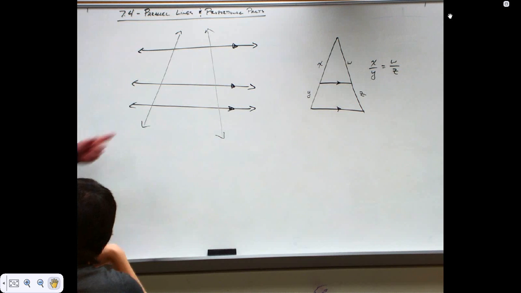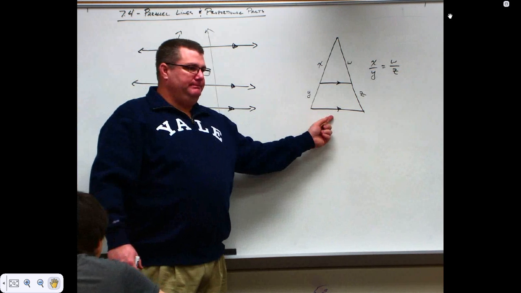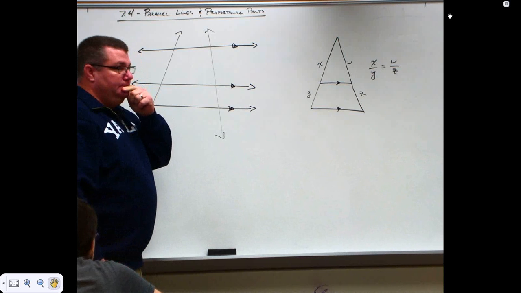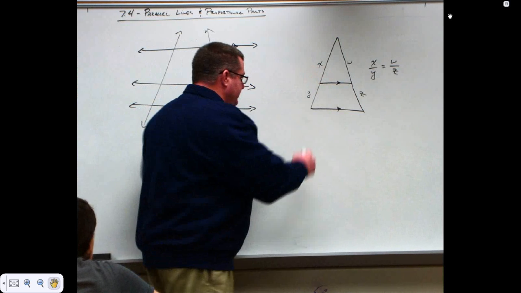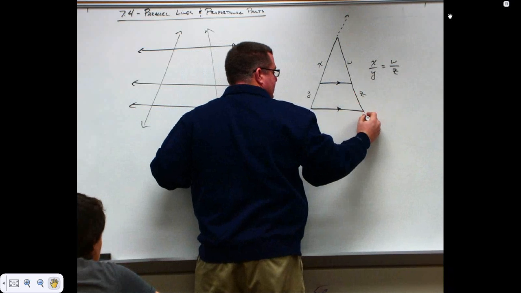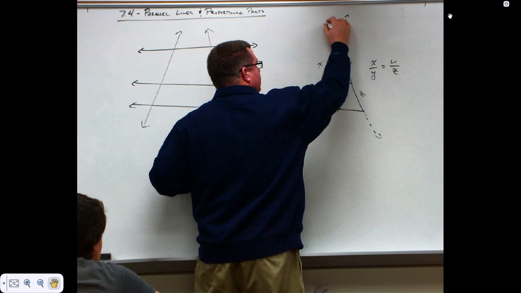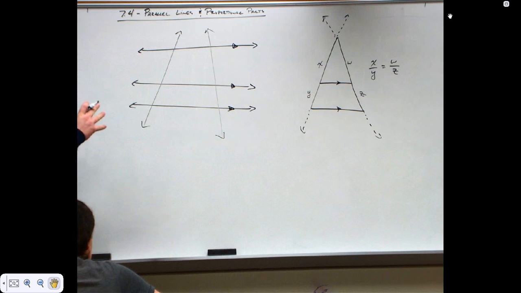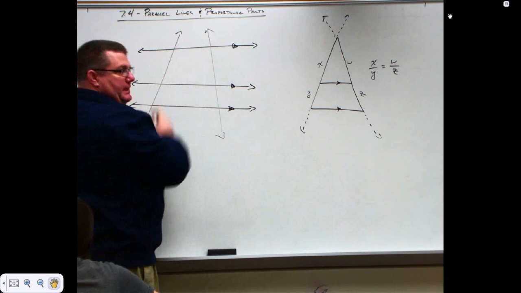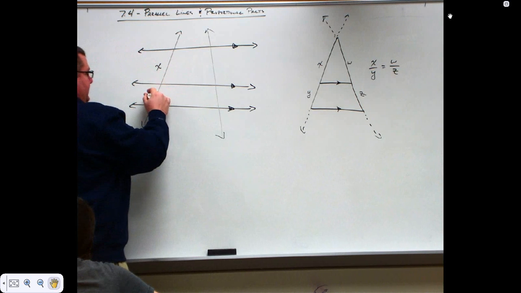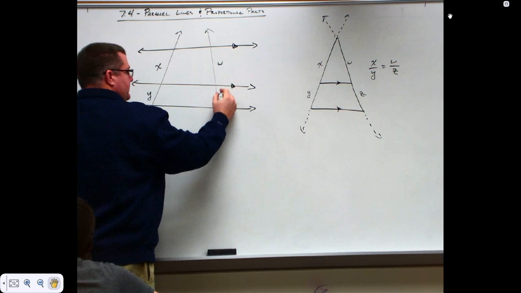What's the difference between this picture and this picture? Yeah. In this picture, what do the two lines do? They meet to form a what? Triangle, don't they? Is this in essence the exact same situation? It's just that these two lines didn't actually meet.